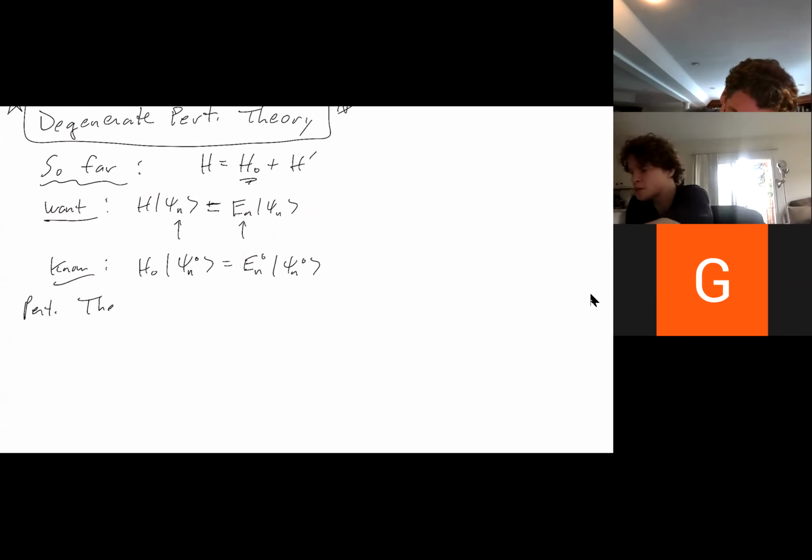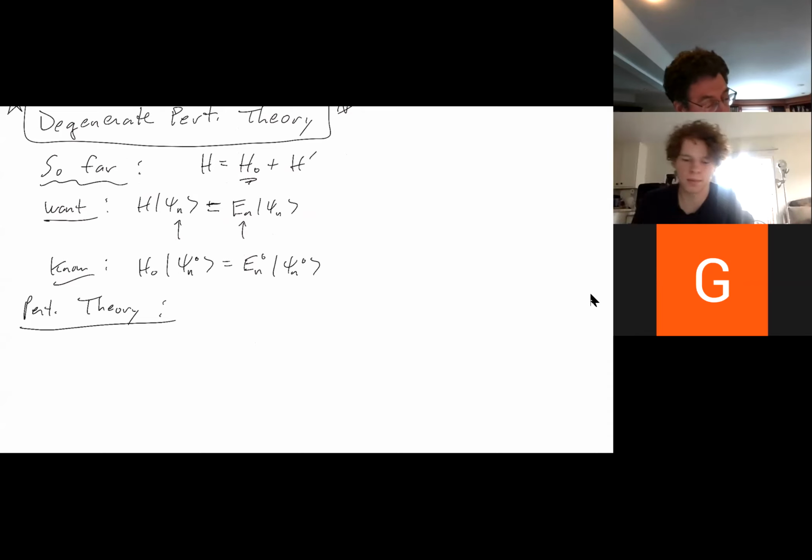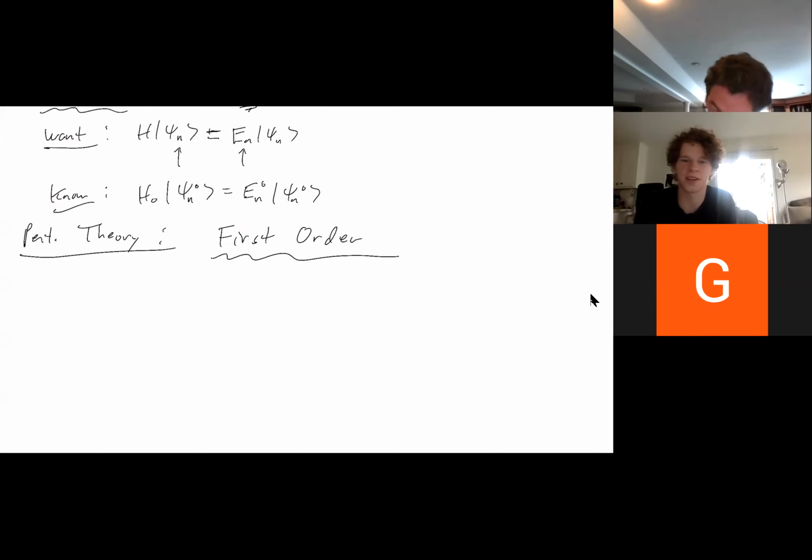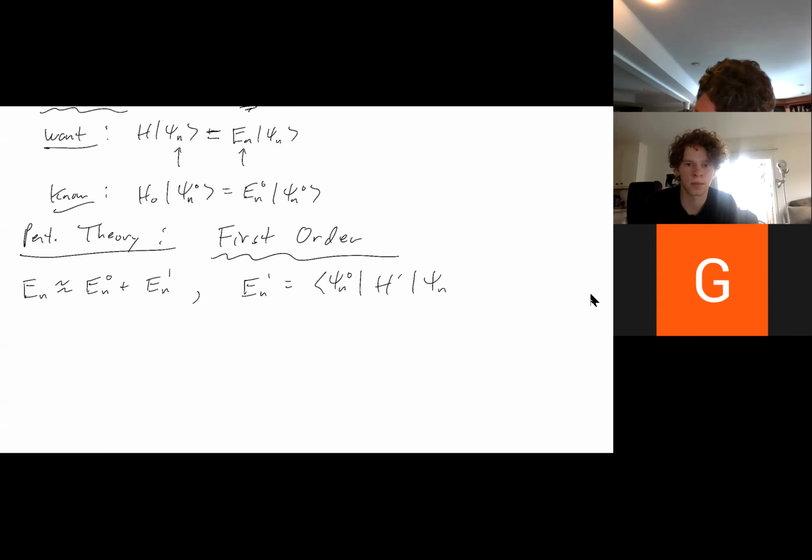And so it's really hard to find those perturbed eigenstates, but we use perturbation theory. And so perturbation theory gives us a way to move forward very easily. It's like the most useful trick in all of quantum mechanics. And so what we've found so far, using first order perturbation theory, is that the unknown eigenenergy is approximately equal to the known unperturbed eigenenergy plus a first order perturbation, where that first order perturbation is very easy to find. It's simply the expectation value of the perturbation using the unperturbed state.